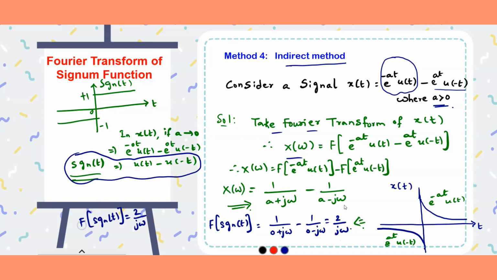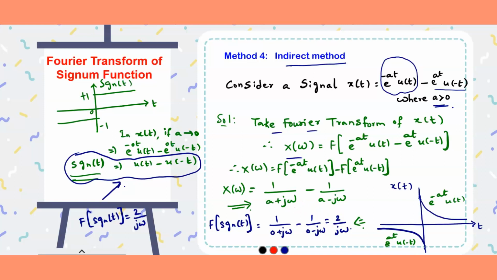which is our dream answer. So basically what we are trying to do is, first we evaluated the Fourier transform of this function. Then we are saying that in this function, if you put a is equal to 0, it will represent the signum function, because it becomes u of t minus u of minus t, which we know is a signum function. And therefore you already have the Fourier transform of that function. So in that you substitute a is equal to 0. Wherever you see a, you substitute 0, then you get this answer. So I think we have completed all the 4 methods.